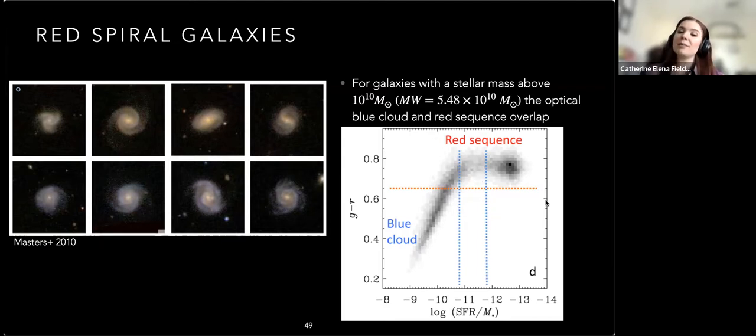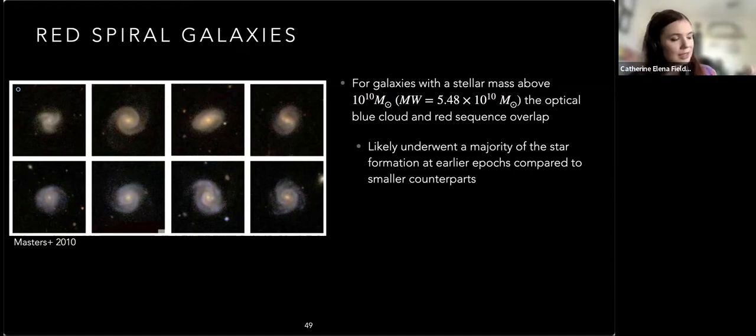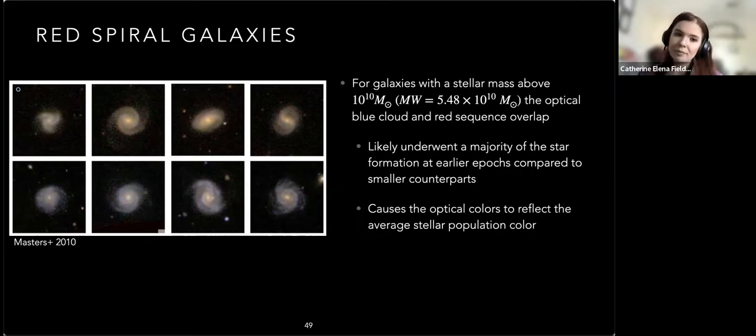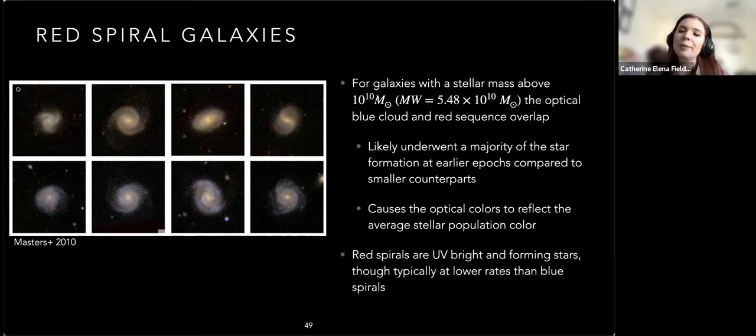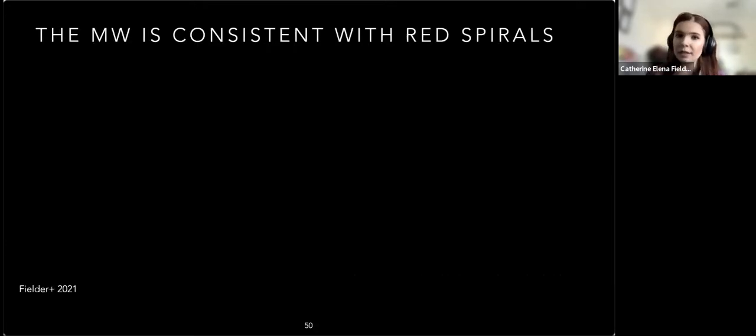So this is a diagram from Samir Salim's 2014 paper. So you have this overlapping region here. So these are galaxies that probably underwent a majority of their star formation early on compared to their less massive counterparts. And that's why they look optically red, because the optical colors are generally reflective of your average stellar population. If the average is old stars, it's going to look relatively red. Red spirals are also UV bright. They're still forming stars, although typically at a rate that is lower than blue spirals.